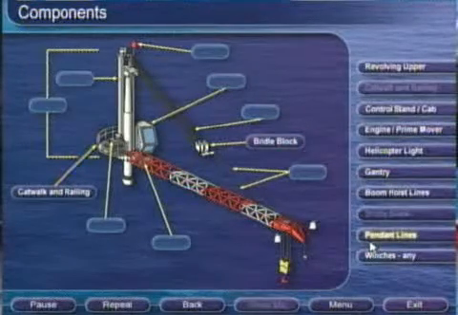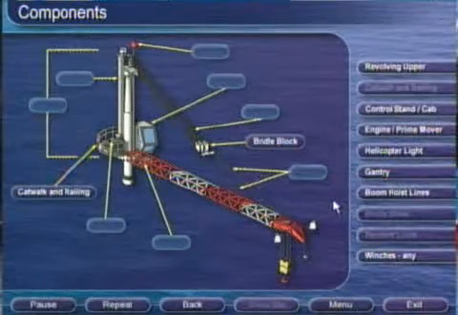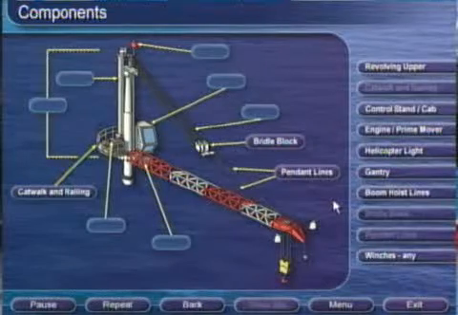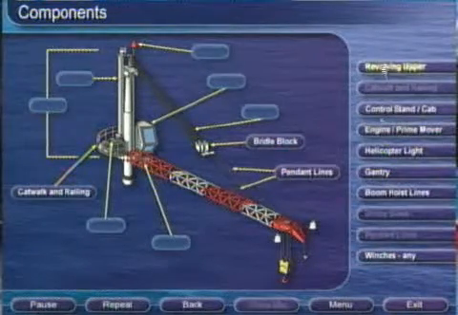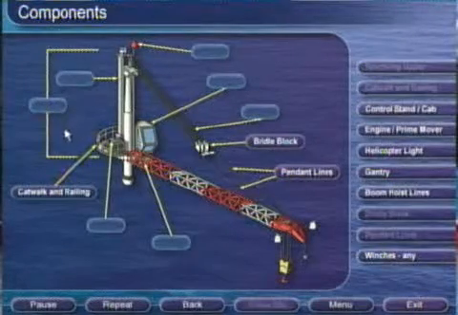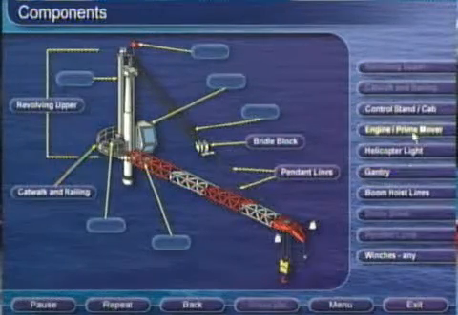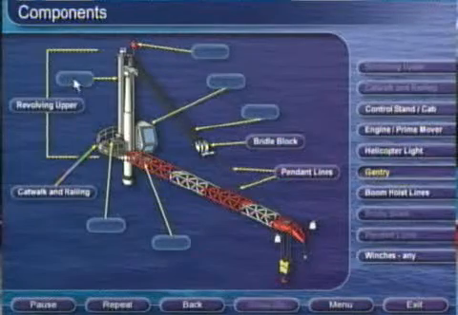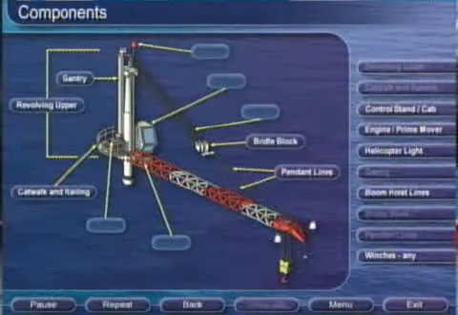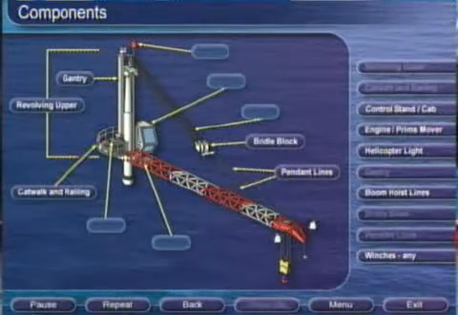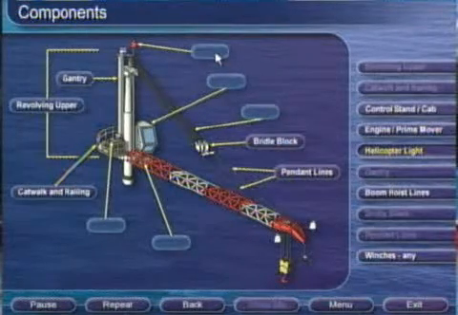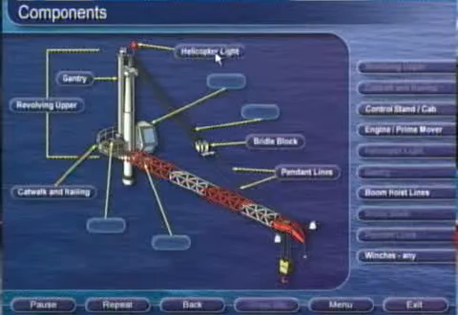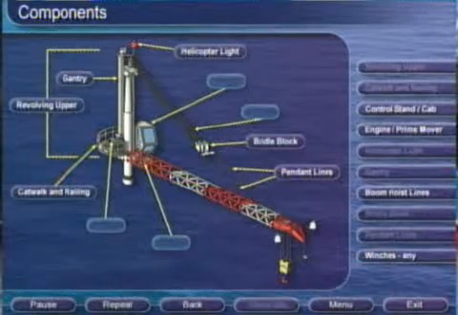That's right, that's the bridle block. That's right. The pendant lines run from the bridle block to the head section of the boom. That's right. The revolving upper consists of the control stand. That's right. The gantry puts an angle on the boom hoist lines, so the lines will always be in good working position. Very good. That's the helicopter light.